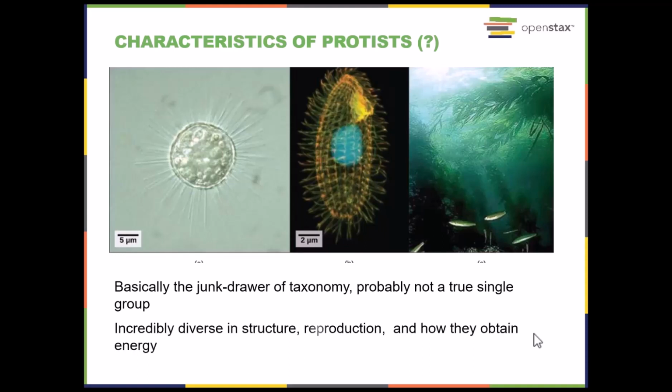They are very diverse. Their structure is diverse. You can have anything from single-celled organisms to very large multicellular kelp beds. They're very different in the way they reproduce, and different in the way that they obtain energy. Some are photosynthetic, some are heterotrophs. So they are just all over the place.